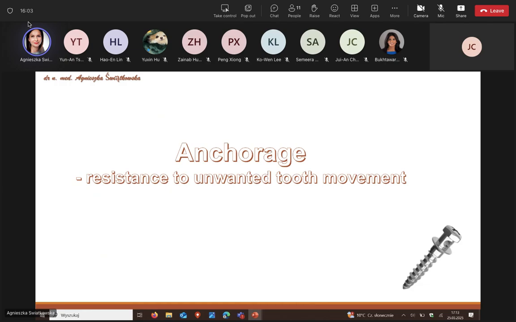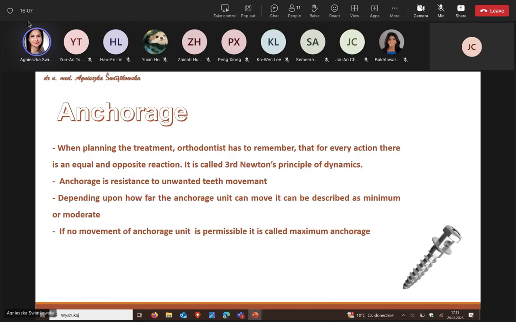So what is this anchorage? Anchorage is resistant to unwanted tooth movement. When we are applying orthodontic treatment, we have to remember that for every action there is an equal and opposite reaction. It is called Newton's third principle of dynamics. Anchorage is resistant to unwanted tooth movement. Depending on how far the anchorage unit can move, it can be described as minimum, moderate or maximum.